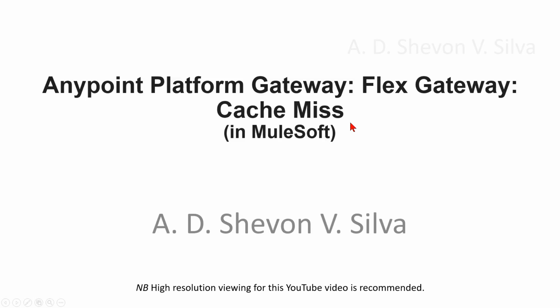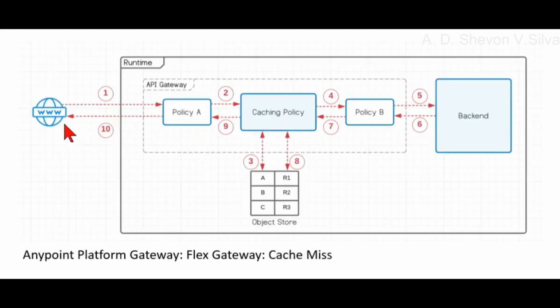Anypoint Platform, Flex Gateway, cache miss. Here you can see cache miss in Flex Gateway and in Anypoint Platform Gateway. In a cache miss scenario, the HTTP caching policy checks whether a response to the submitted request is already cached.